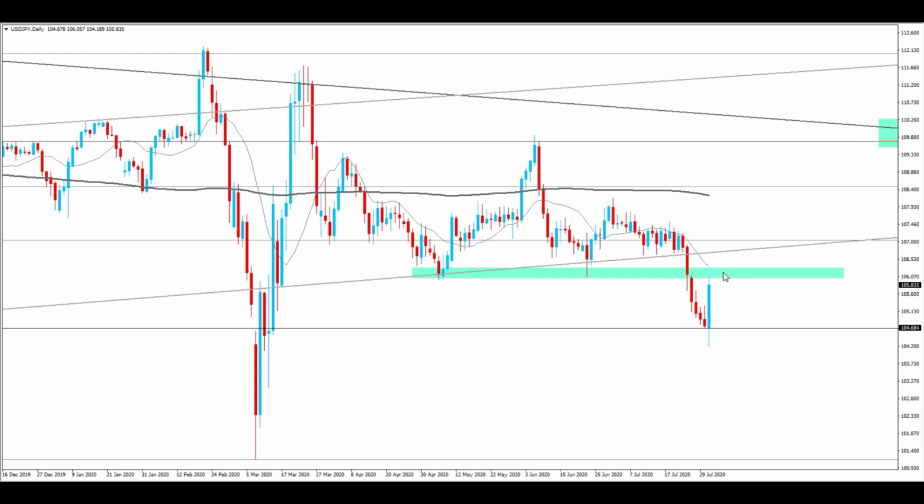But if price does hold at this level, then we can see that downwards trend continue and possibly go and break that weekly resistance. So for next week, we'll be seeing what happens in the early days to see whether this resistance will hold. If it does, we could be looking for selling opportunities. If it doesn't, we could be looking for buying opportunities.